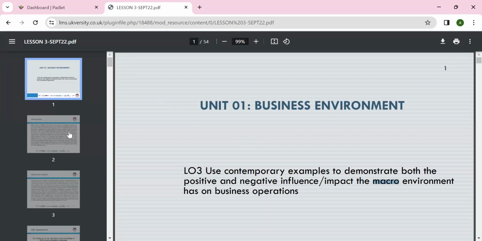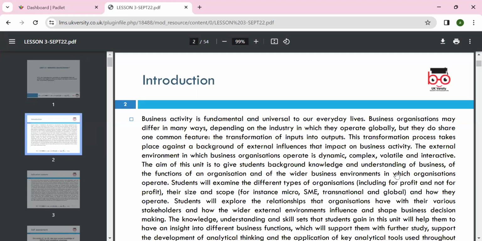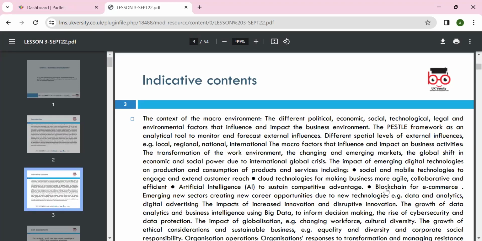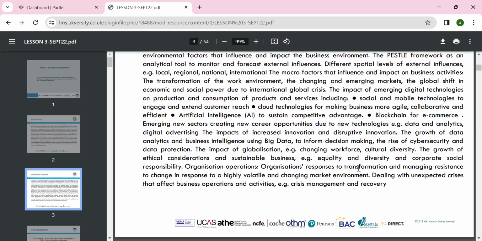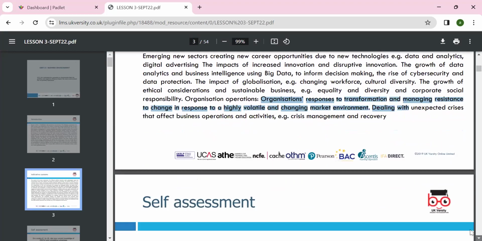Okay, so indicative content today. Overall our discussion will cover social and mobile technology. We can look at cloud computing, blockchain, e-commerce, artificial intelligence, and organizational response, transformation and managing the process of change. Change is why. Anyone using Nokia?